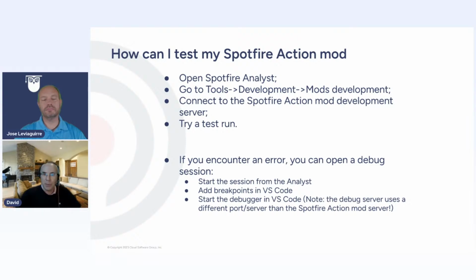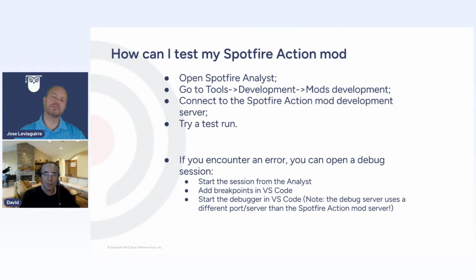But if you do encounter errors, you can start a debug session, and you start a debug session from within your analyst client. You don't start it in Visual Studio Code, but in the analyst. That's important to know if you want to do debugging. After you have made the connection to the debug environment, you can add breakpoints in Visual Studio Code and then start debugging from within Visual Studio Code, and it will just go on as usual.